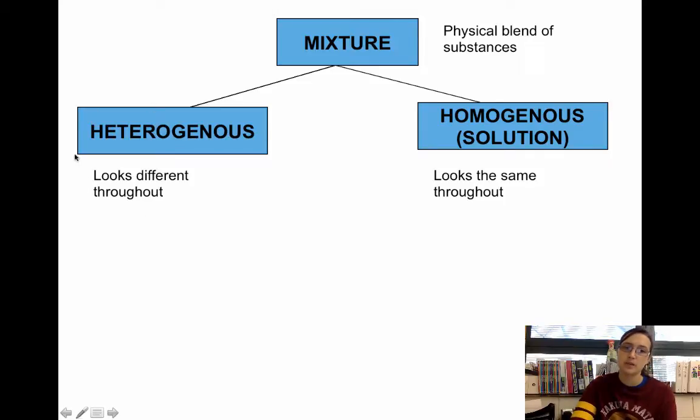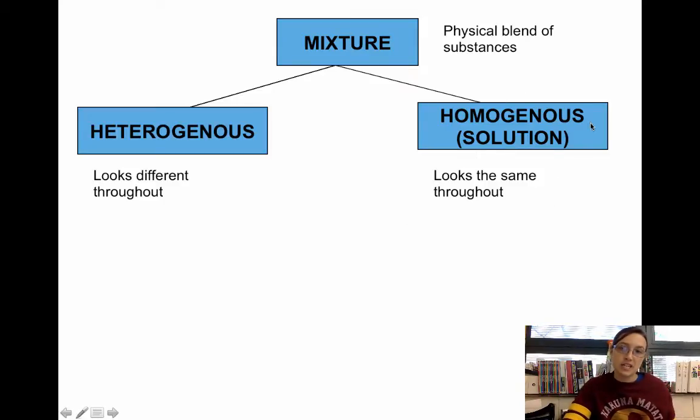A heterogeneous mixture looks different throughout. So an example might be vegetable soup. It's a mixture because it's a physical blend of vegetables, broth, maybe there's meat in it. That is a heterogeneous mixture because it looks different throughout. You can see the different parts of the mixture.